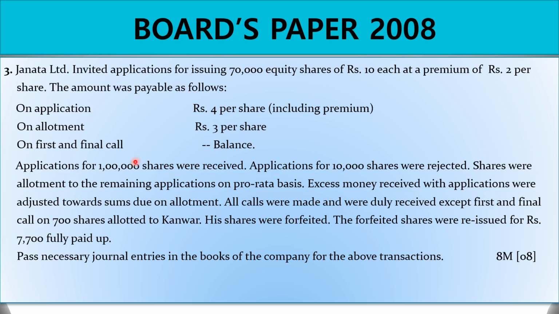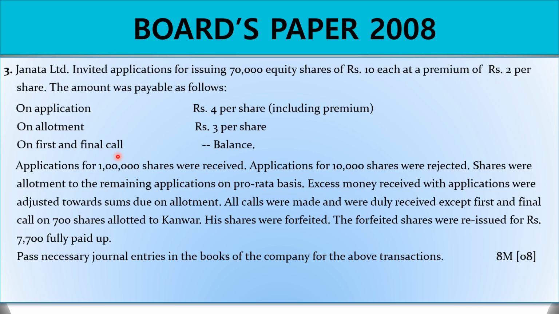So when it is oversubscription, there are a few alternatives. First alternative, the total 30,000 can be refunded. Second alternative, it can be adjusted with the next subsequent installment. The first installment, that is application. The second installment, that is allotment. So it can be adjusted to the allotment as well as first and final call also. If our subscription is more, at that time it can be adjusted to the first and final call.